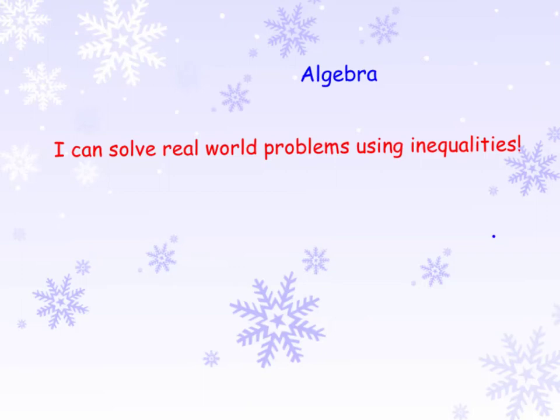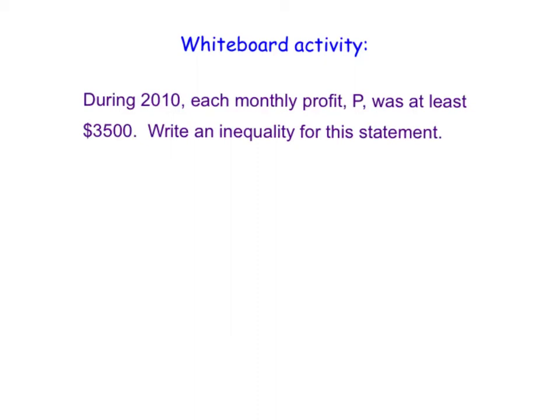If you have a firm handle on application problems with equations, solving real-world problems using inequalities will be a piece of cake. When you're working with application problems, it's always best to define the variable. In this case, the variable P stands for profit. With inequalities, you need to figure out what symbol you are using: greater than, less than, greater than or equal to, less than or equal to, was at least.